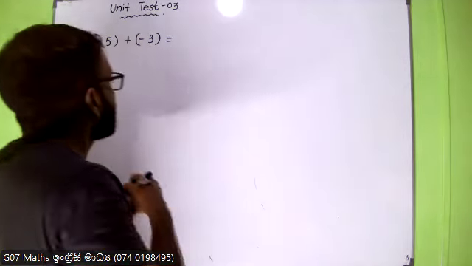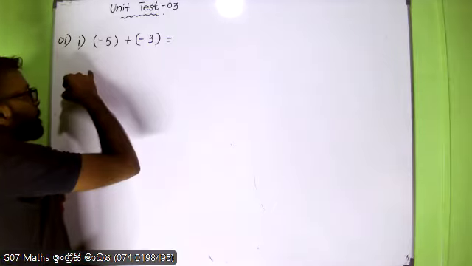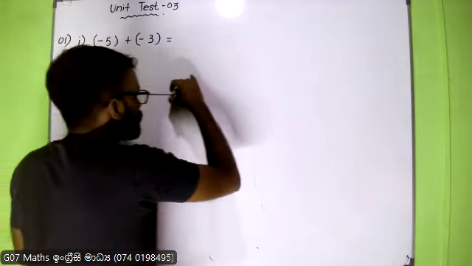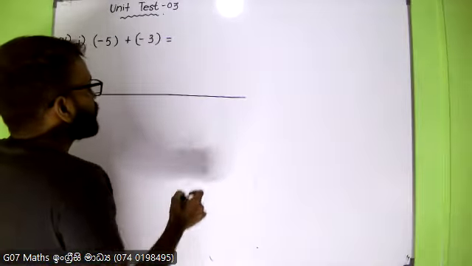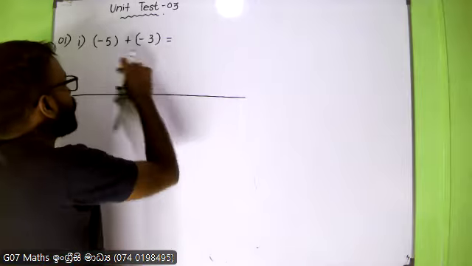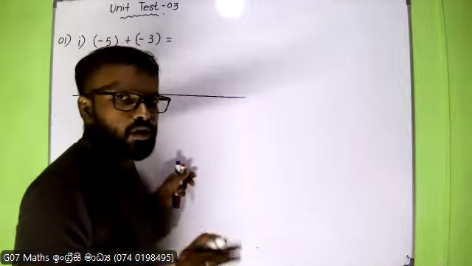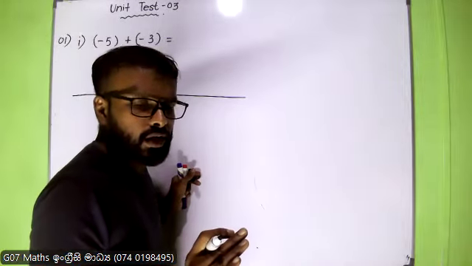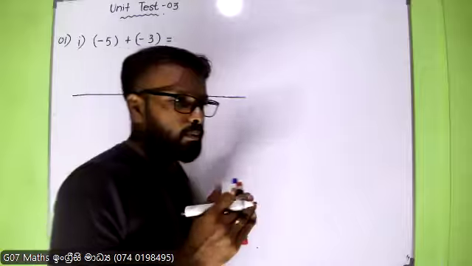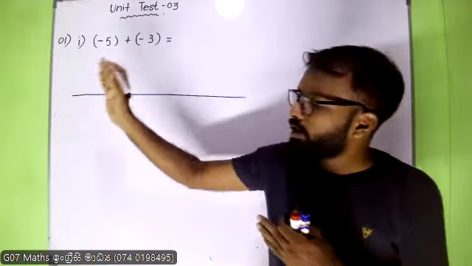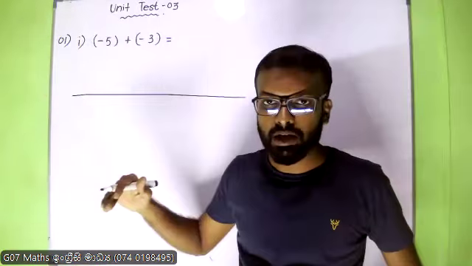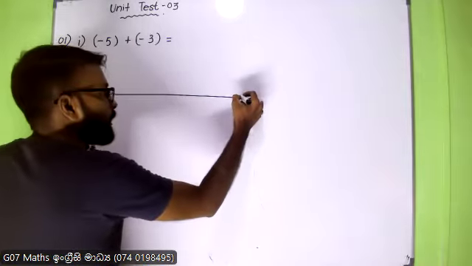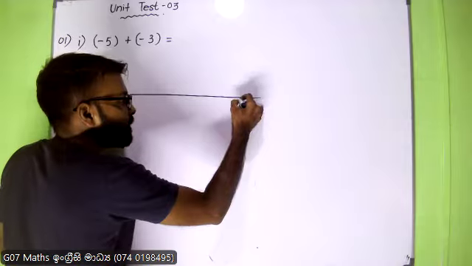Now this is my number line. Now all the numbers are negative, so my number line to the negative side should be more lengthy. So first of all, I will mark it like this.